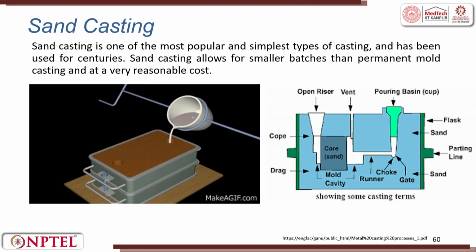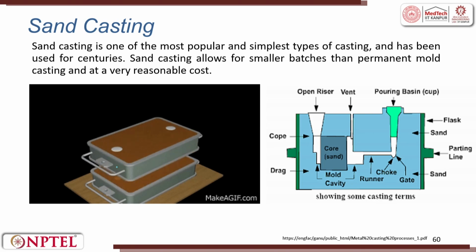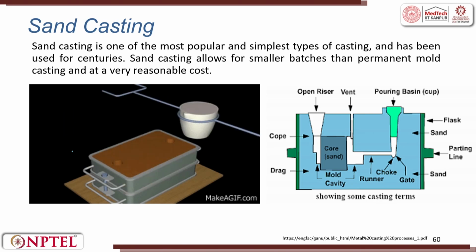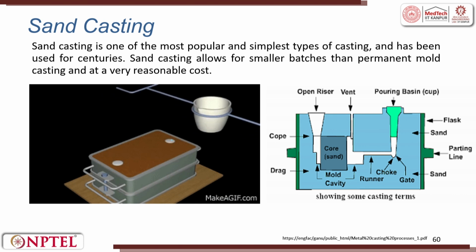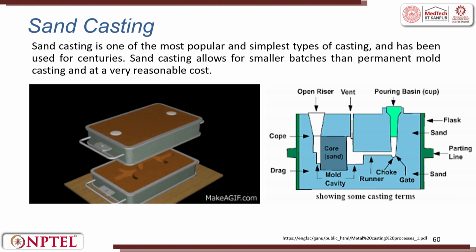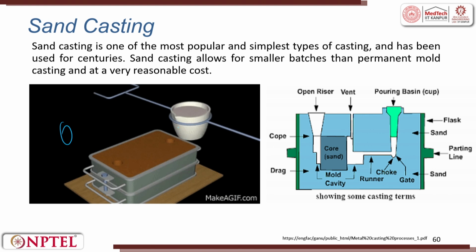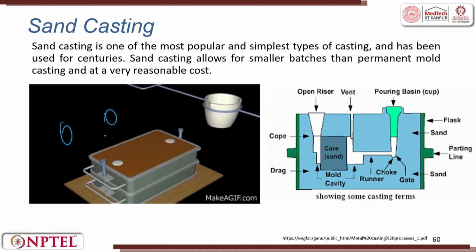So, liquid metal is poured. You can see the sprue is there, the riser is there. You remove the cope portion, you have the part. Now, whatever is the extra portion you see in the figure, those portions will be trimmed off. So, these portions will be trimmed off. You can see here whatever comes in these two portions, the component will be trimmed off.